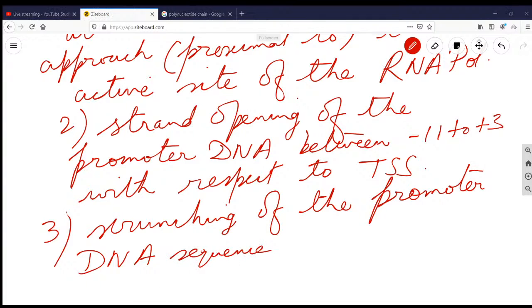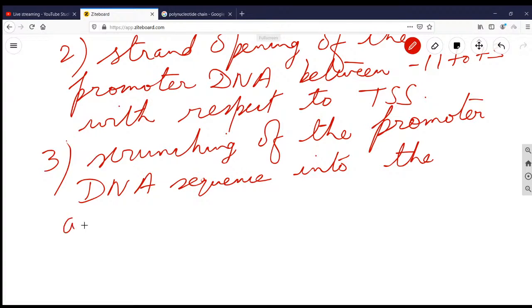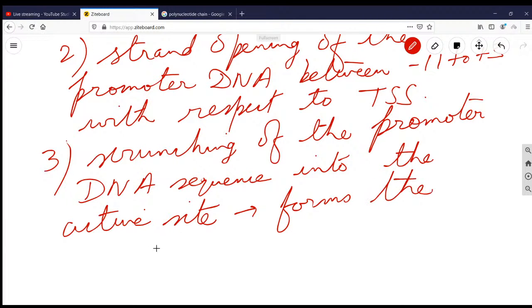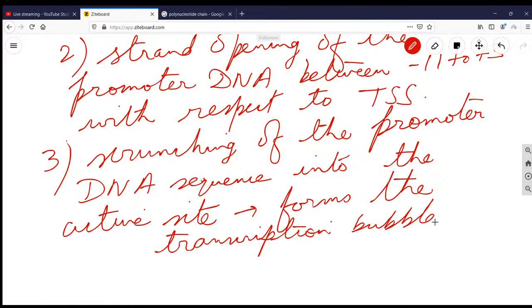sequence is proper, into the active channel or into the active site which forms the transcription bubble. Very very important is the transcription bubble.